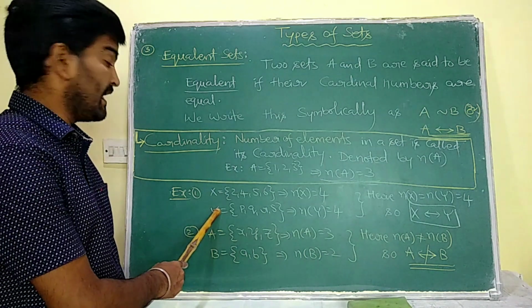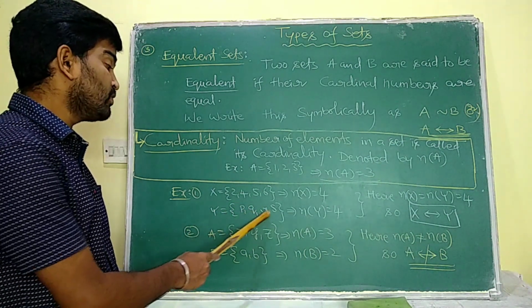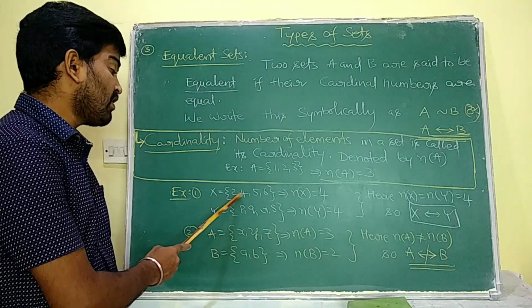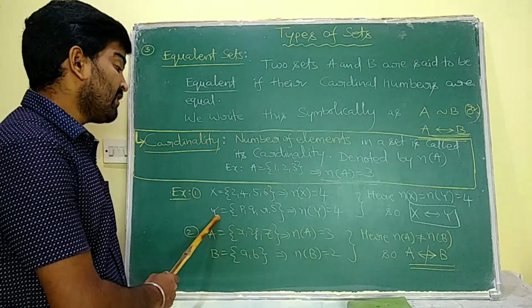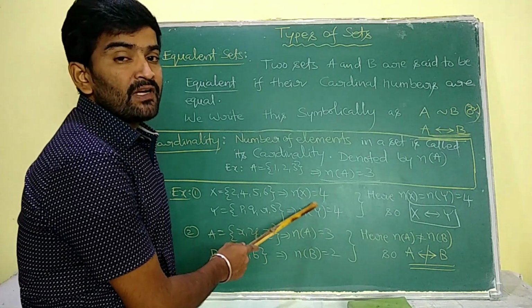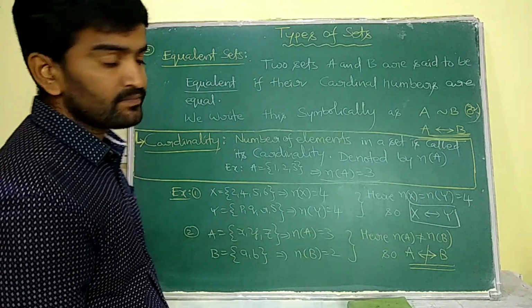See here, X is the set {2, 4, 5, 6} and Y is the set {P, Q, R, S}. Here, how many elements is X having? See, 1, 2, 3, 4. So n(X) is equal to 4. n(Y) is equal to 4. Now see, the cardinality of X and Y are the same. That's why X is equivalent to Y.